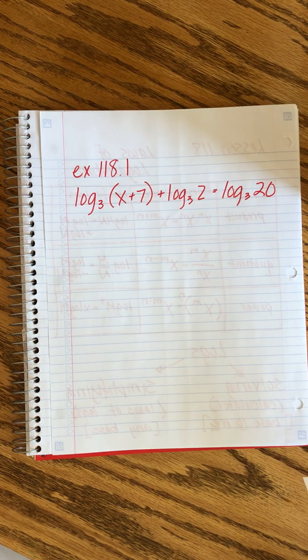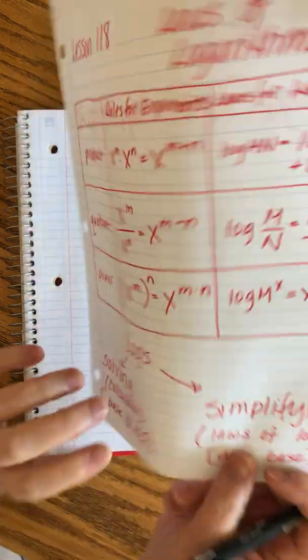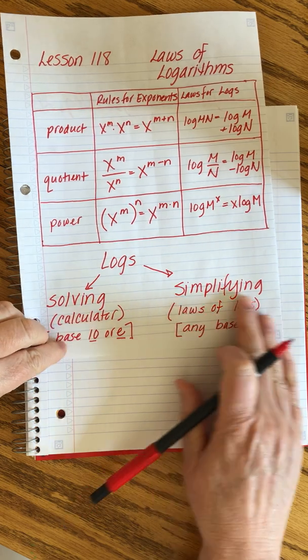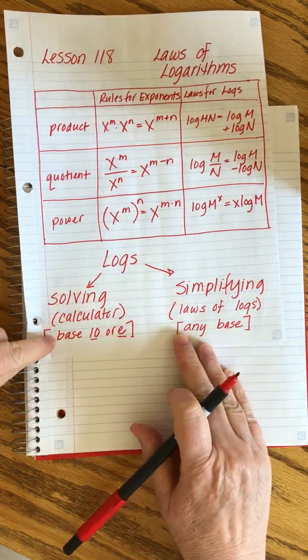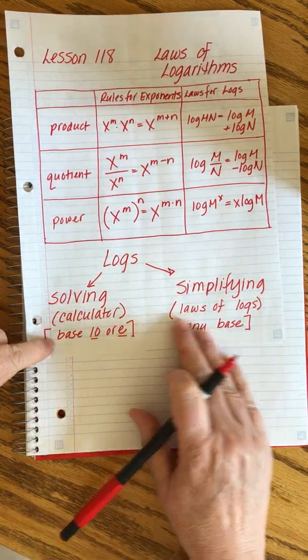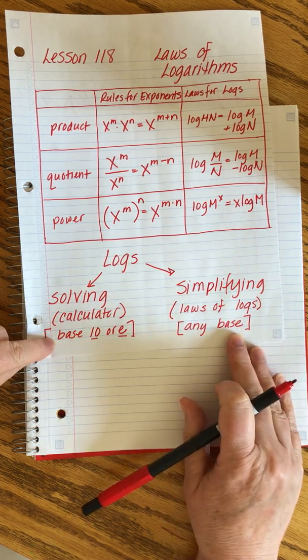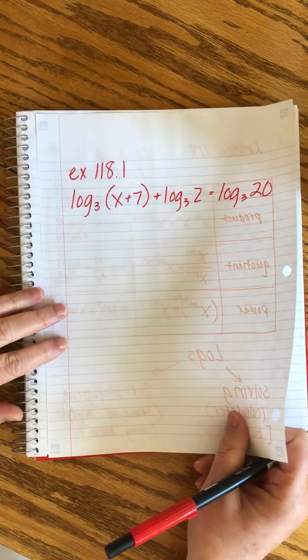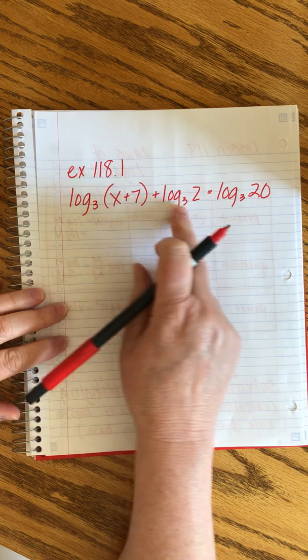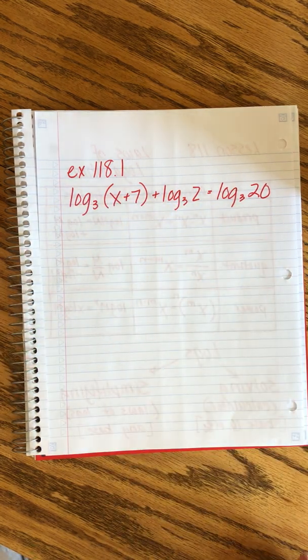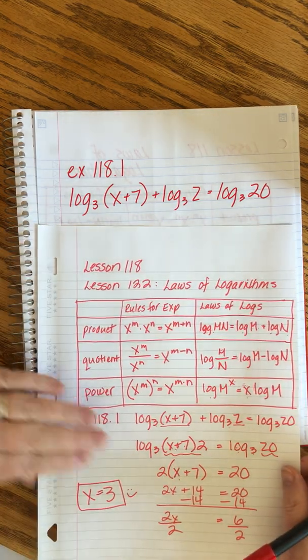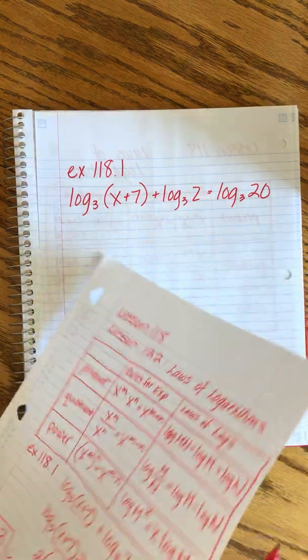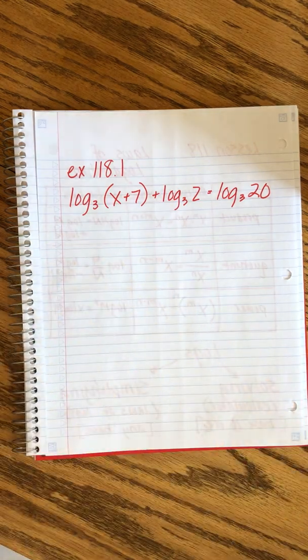Well, guess what? Nothing, because this is a problem, like I said, where we're simplifying rather than solving. So we don't need to use the calculator. We're going to rely on our laws of logs, and any base is fine. It is important that the base matches, but they do. They're all log 3. So don't let that worry you. We're now going to ignore the base 3. It doesn't matter. I've got another copy of my law of logs here, so we can refer to those.